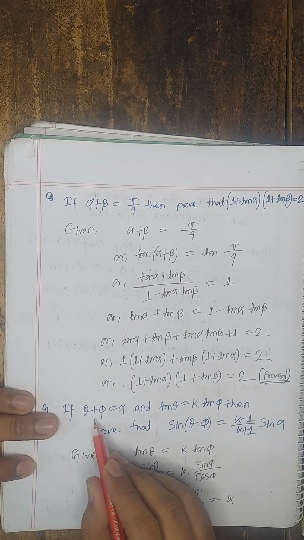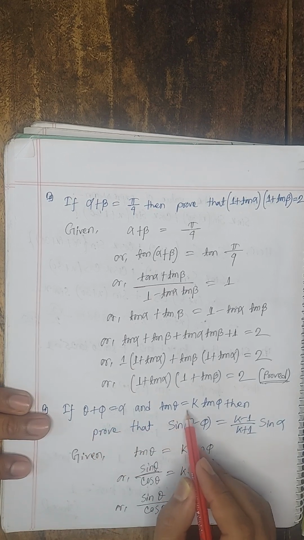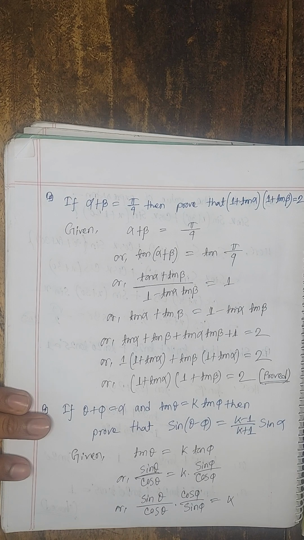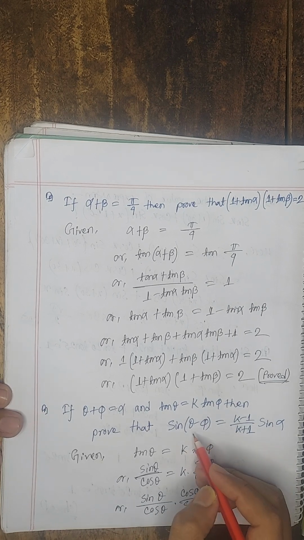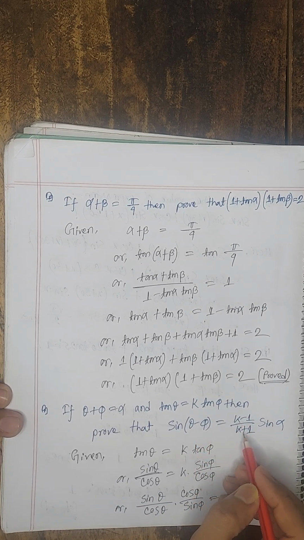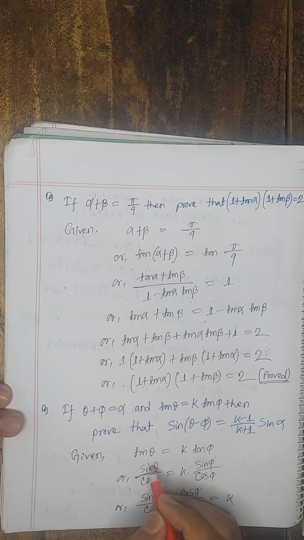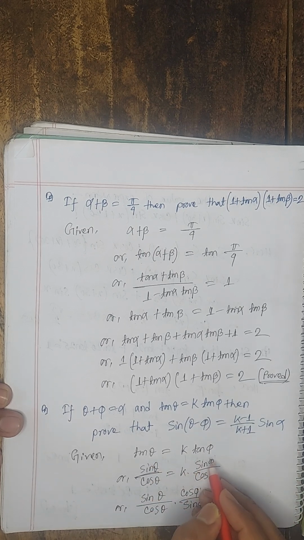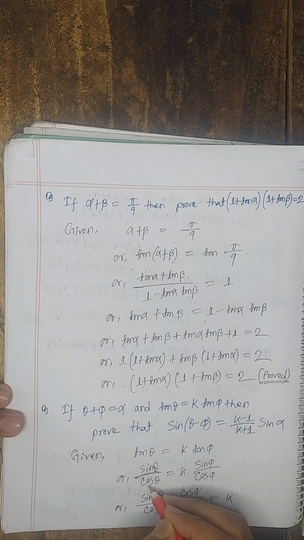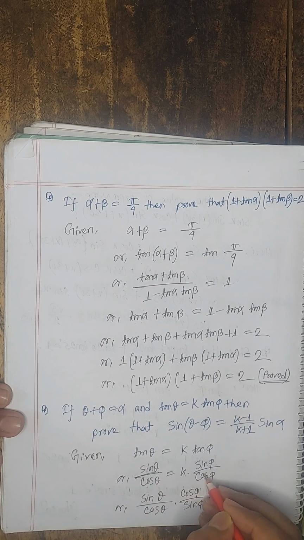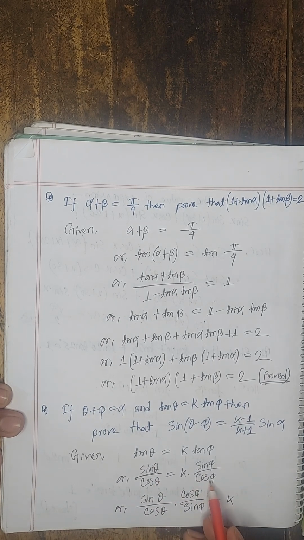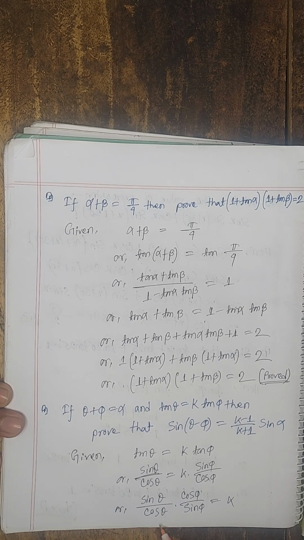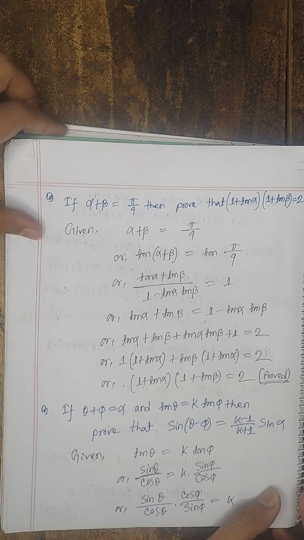Now next problem, if theta plus phi is equal to alpha and tan theta is equal to k tan phi, then we have to prove that sin(theta minus phi) is equal to (k minus 1) divided by (k plus 1) times sin alpha. Given tan theta is equal to k times tan phi, tan theta becomes sin theta by cos theta is equal to k times sin phi by cos phi. So when we bring this sin phi by cos phi into the left hand side, it becomes cos phi by sin phi. So sin theta by cos theta times cos phi by sin phi is equal to k.